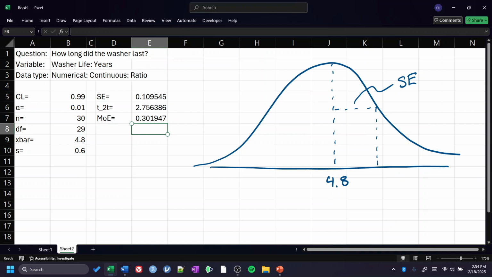Just to be easy for me to write out, I'm going to round this to 0.11 for my standard error. And then I'm going to add these up. So this is going to be not 4. Sheesh.